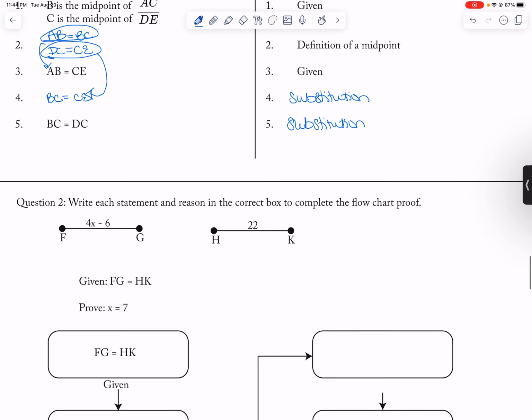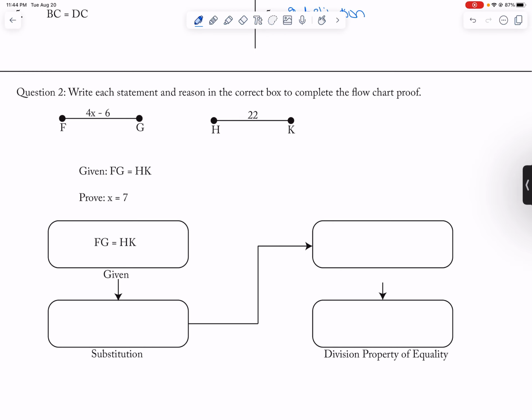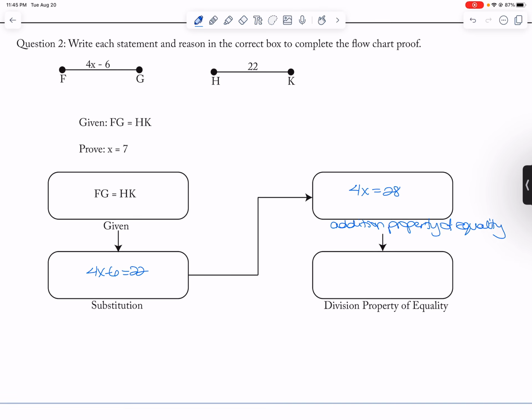Okay, another little flowchart. So now I'm going to go ahead and substitute. So 4x minus 6 is equal to 22. And then I'm probably going to want to add, so 4x is equal to, adding 6 to both sides, that gives me 28. So this would be addition property. And then I'm going to go ahead and divide by 4, so I get x is equal to 7.